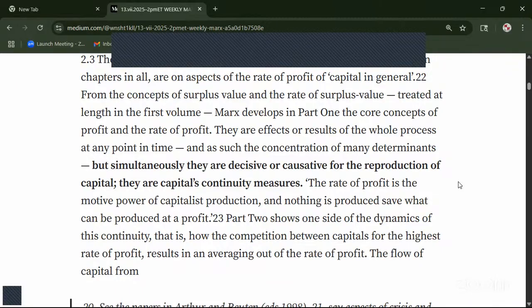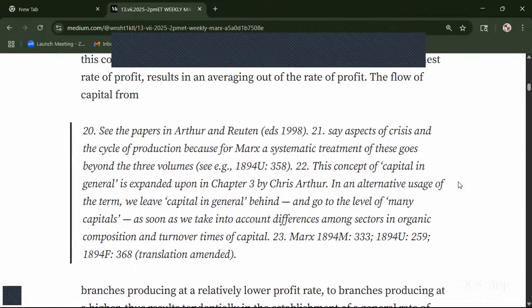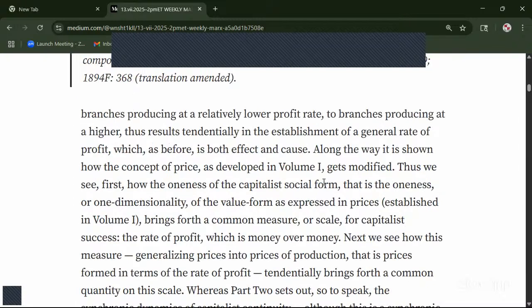Part 2 shows one side of the dynamics of this continuity, that is, how the competition between capitals for the highest rate of profit results in an averaging out of the rate of profit. The flow of capital from branches producing at relatively lower profit rates to branches producing at a higher rate thus results tendentially in the establishment of a general rate of profit, which, as before, is both effect and cause. Along the way, it is shown how the concept of price, as developed in Volume 1, gets modified.